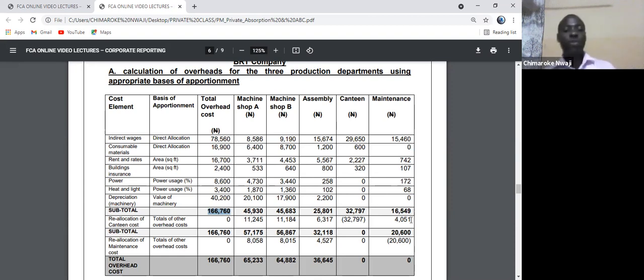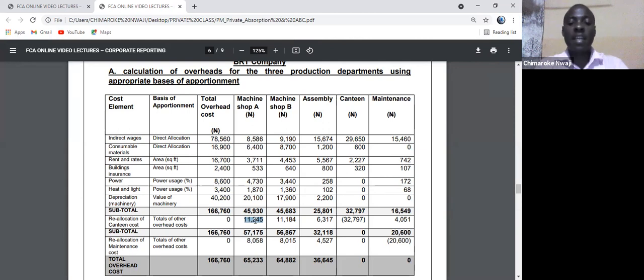So what you simply do is, for you to get the cost of machine A, you simply say 45,930 divided by 133,963, multiplied by 32,997, which is what you want to reallocate. It will give you 11,245.